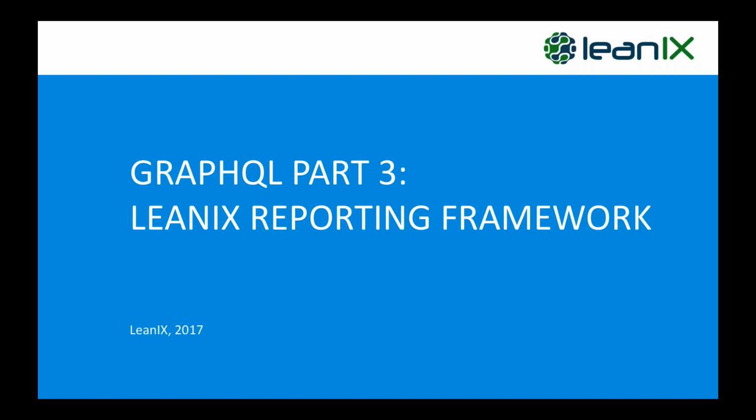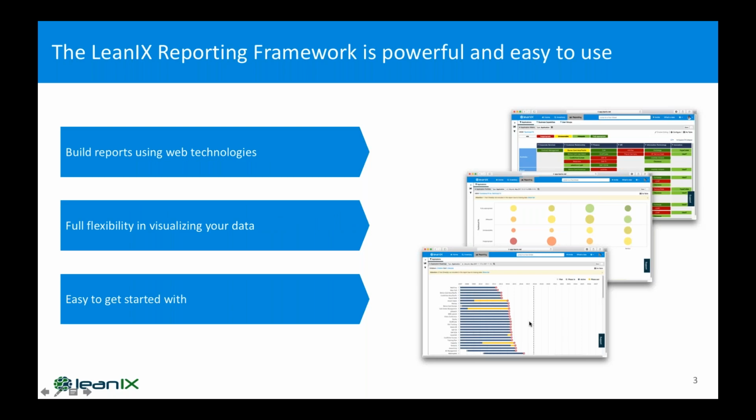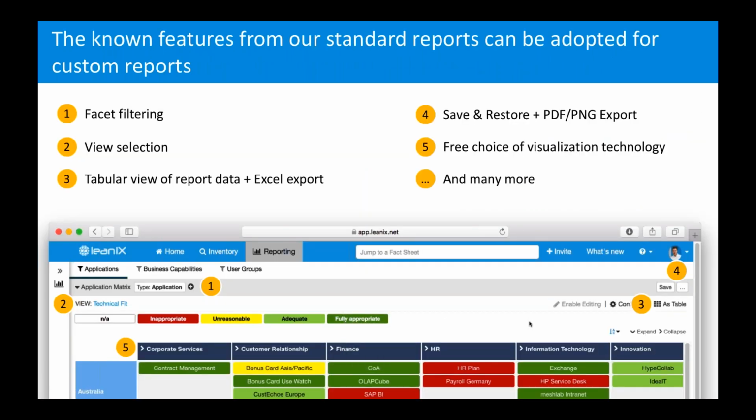So first, let's take a look at the features. There are the standard report features that everyone knows from LeanIX that are available for all custom reports. For example, the facet filtering, which is point 1, is also available for custom reports. The second feature is the view selections, so that you can show colors depending on attributes and values of your fact sheets. The third point is a tabular view and an Excel export, so each report can define a tabular view, and this data can also be exported to Excel.